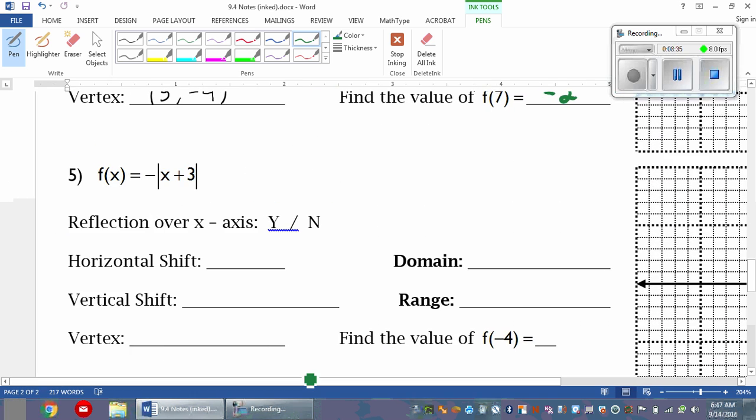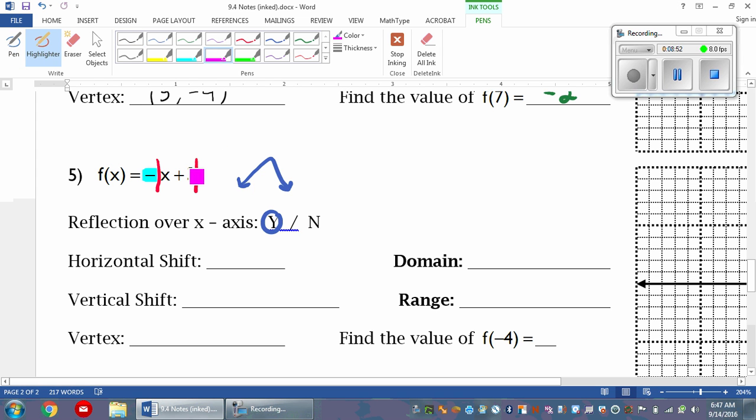Number 5. Again, you see absolute value bar. So that's your hint that it's going to be a V-shaped graph. But before that absolute value, you see a negative. So you know it's going to be the absolute value V-shaped graph opening down. So yes, there is a reflection.